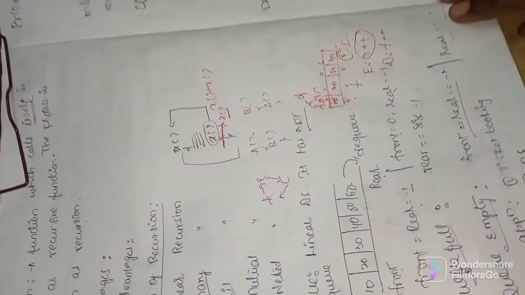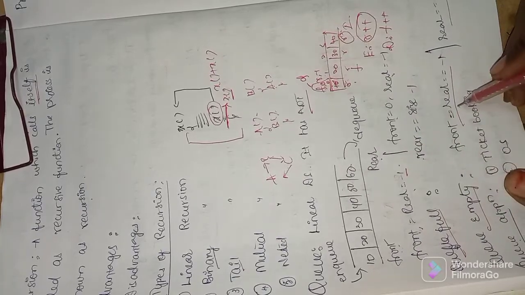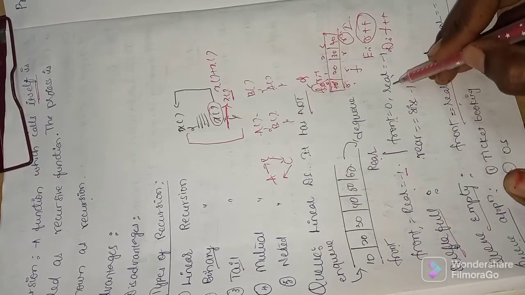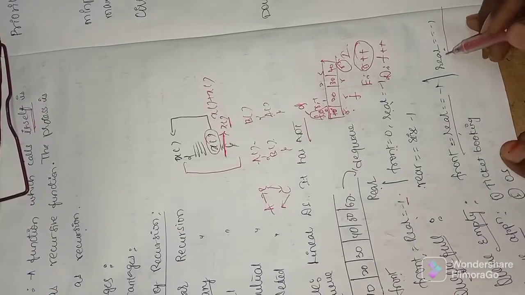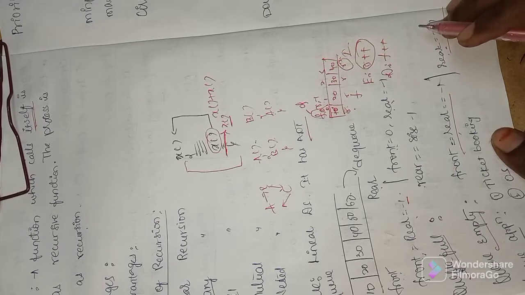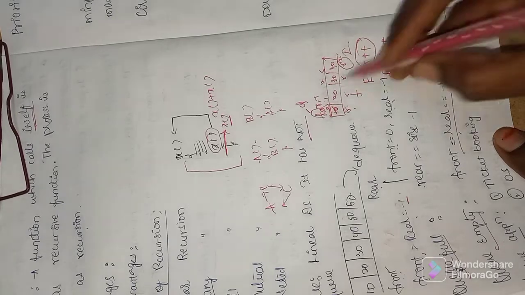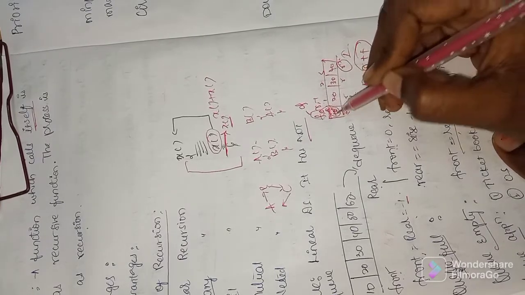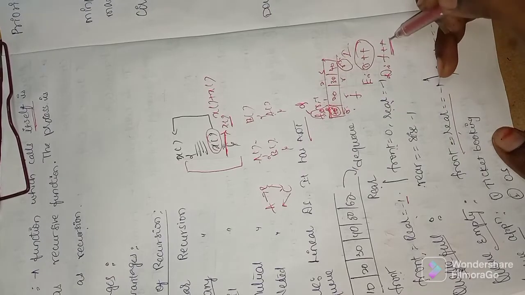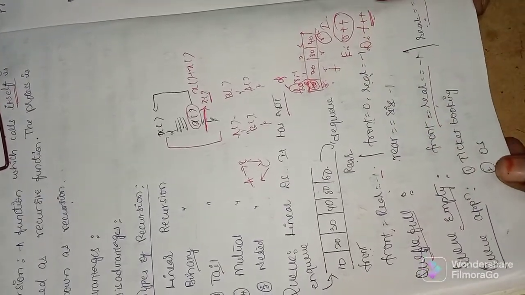Rear is equal to -1. If you consider front and rear as -1, this is a condition. If you consider front is 0, rear is -1, this is an empty condition. Whenever the condition is satisfied, you cannot delete any elements. Why? Because the queue is already empty. If the condition fails, what you have to do? Delete the particular element and increment the front value by 1. So that is the NQ and DQ operations of the queue.